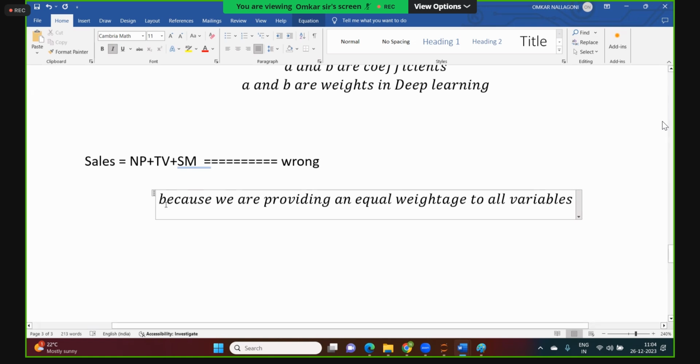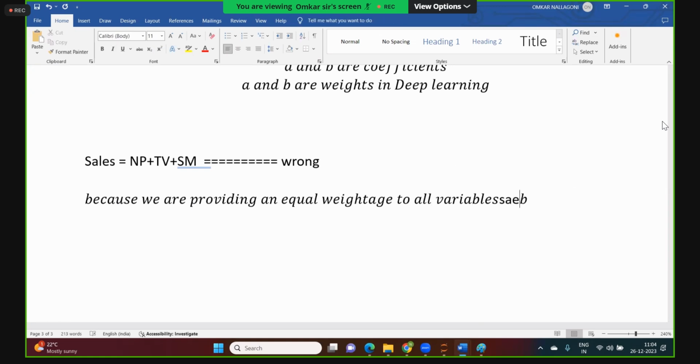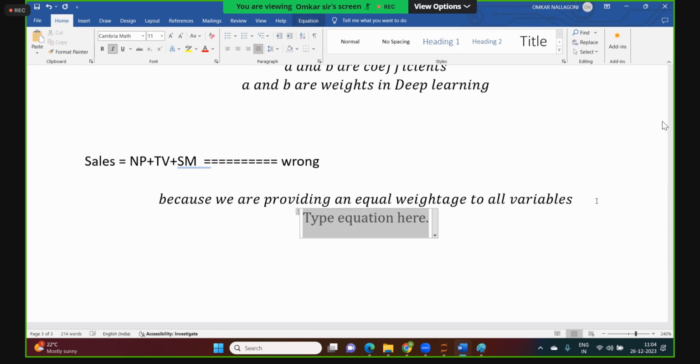So we should not provide equal weightage. What the weightage could be, we don't know yet, but the formula will change like this. Sales equal to beta 1 into newspaper plus beta 2 into TV plus beta 3 into social media. That's the equation. Agree with me?